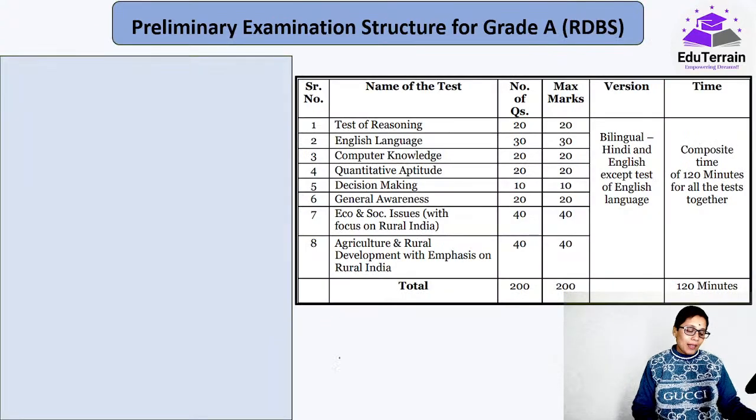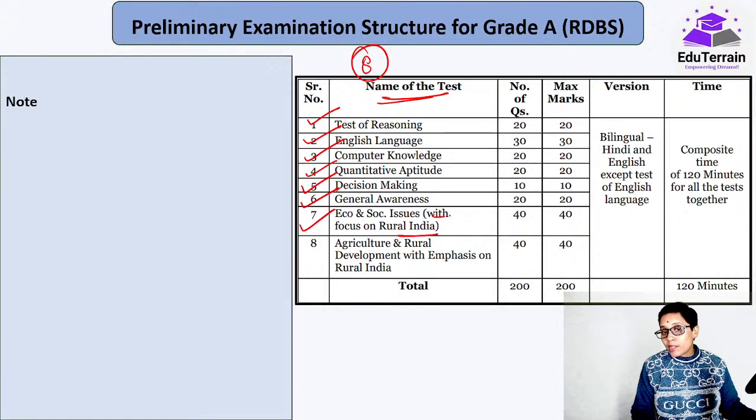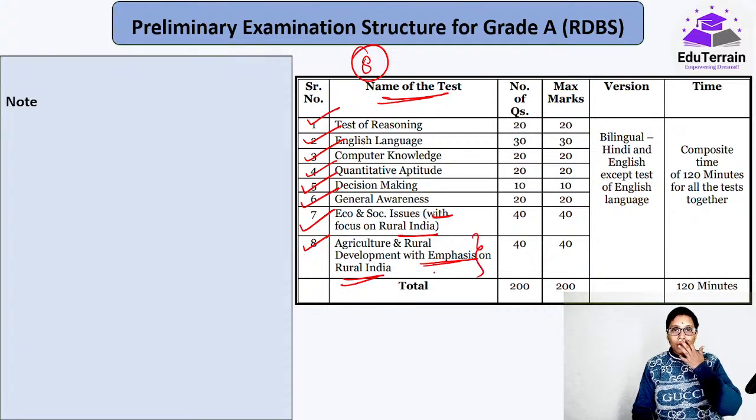Okay, now the preliminary examination structure. Now when we talk about the preliminary examination structure, as I've said, there would be 8 subjects. These are the names of the tests: reasoning, English, computers, quants, decision making. They added decision making just 2 or 3 years back. Then general awareness, economic and social issues, again with focus on rural India, and agriculture and rural development with emphasis on rural India. Both of these are focused on rural India.